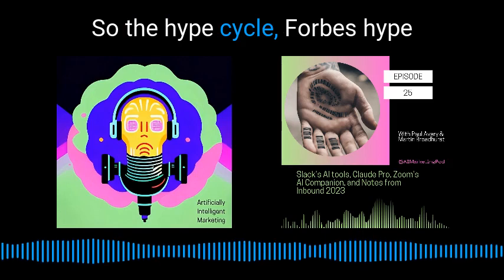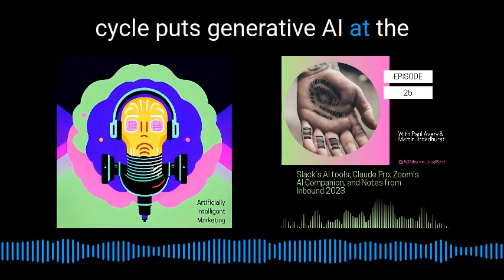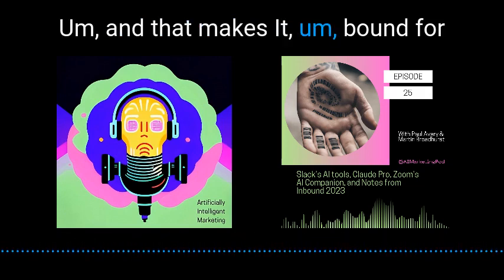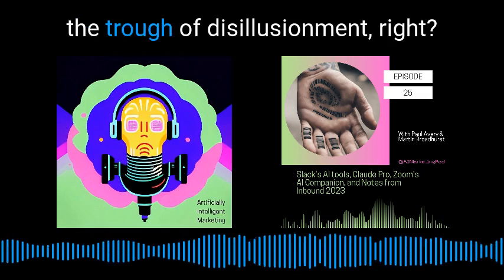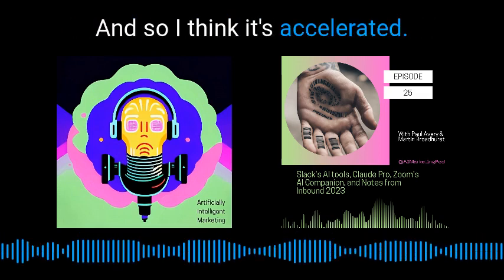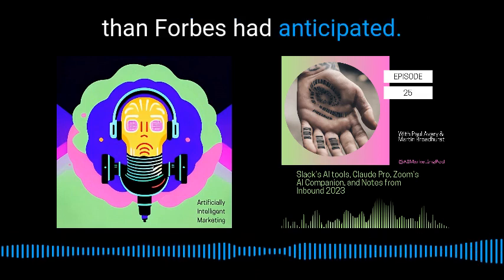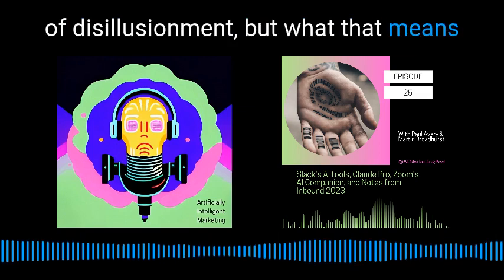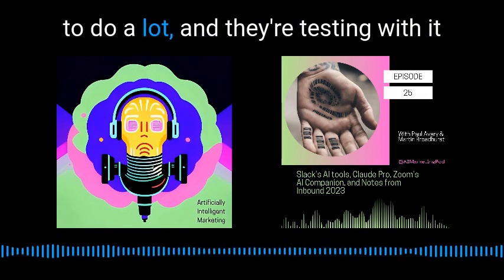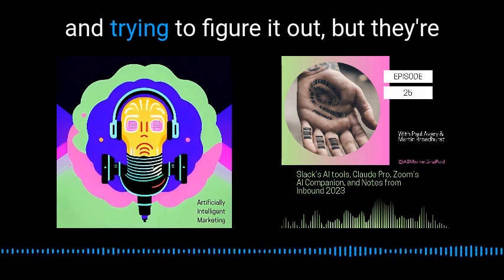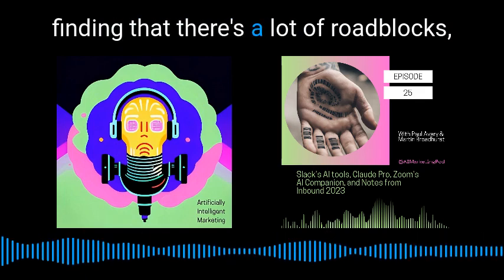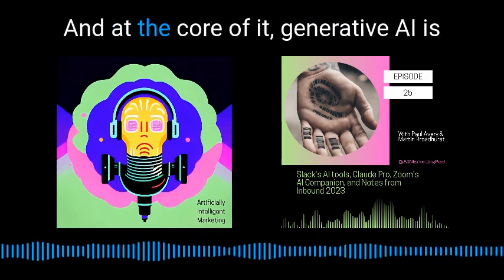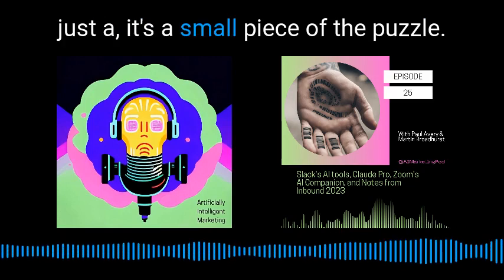So the Forbes hype cycle puts generative AI at the peak of inflated expectations. And that makes it bound for the trough of disillusionment, right? And so I think it's accelerated. I think it's going much faster than Forbes had anticipated. So we're quickly approaching the trough of disillusionment. But what that means is people are expecting generative AI to do a lot, and they're testing with it and trying to figure it out. But they're finding that there's a lot of roadblocks, a lot of things that generative AI is not capable of doing. And at the core of it, generative AI is a small piece of the puzzle.